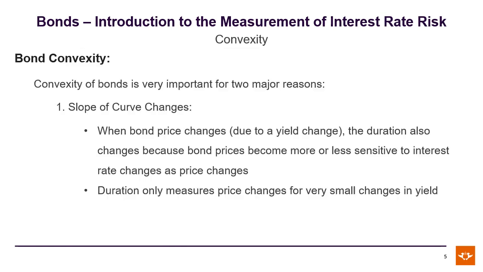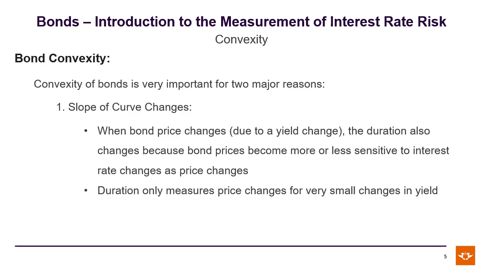Now we're looking at convexity, which is very important for two major reasons. When you look at the yield curve, it is convex and slopes down, and as you go down the yield curve, it flattens out. So what that means is that bond prices are more sensitive to interest rate changes at low yields than they are at high yields. And that means that duration changes as you move from high yields to low yields. Also, as a measure, duration is a linear approximation, so it's only really good for small changes in yield.